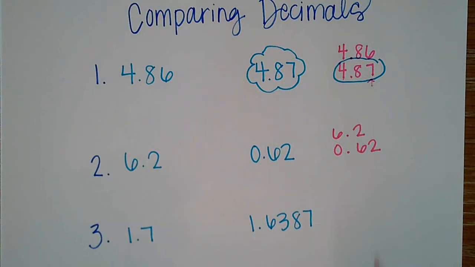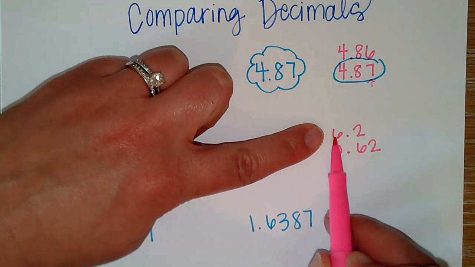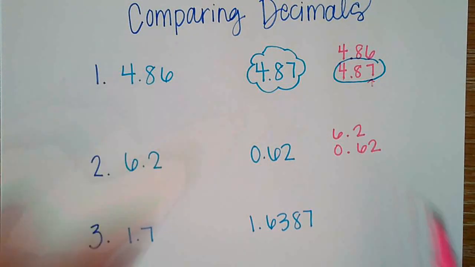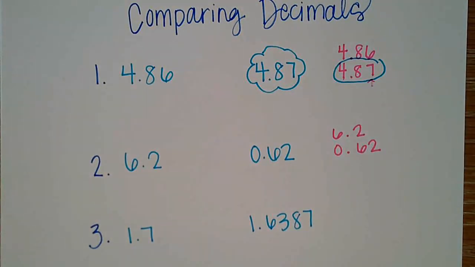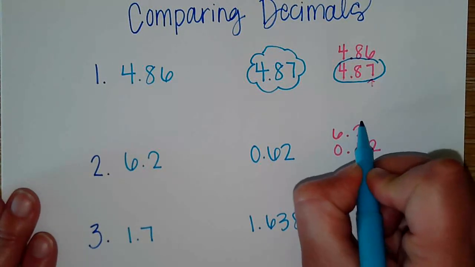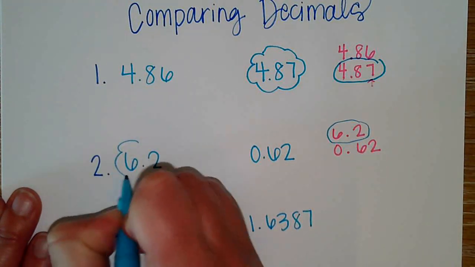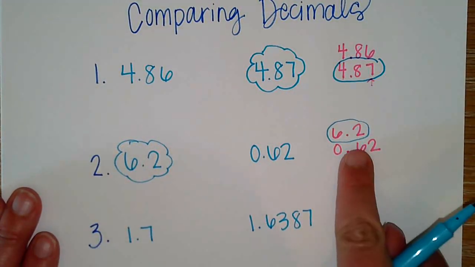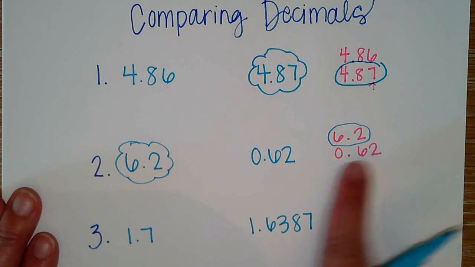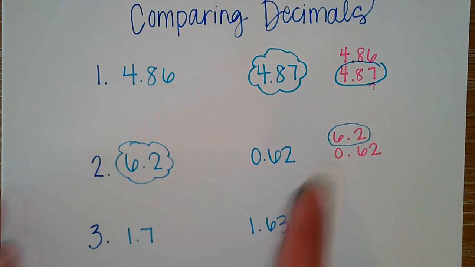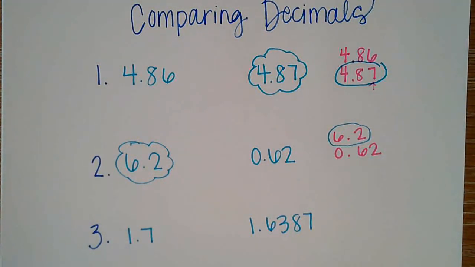So let's start all the way to the left. 6, 0. Well, 6 is greater than 0, meaning that this number is the larger of the two. I do not need to continue on because the biggest place has a difference that tells me which is the greater number. We've got one more example here.